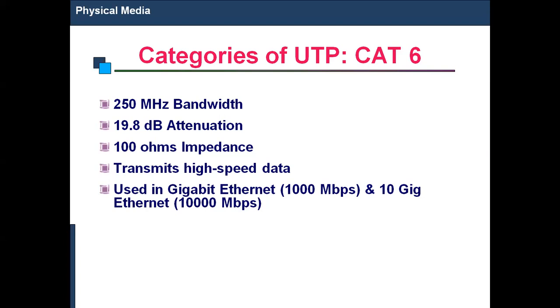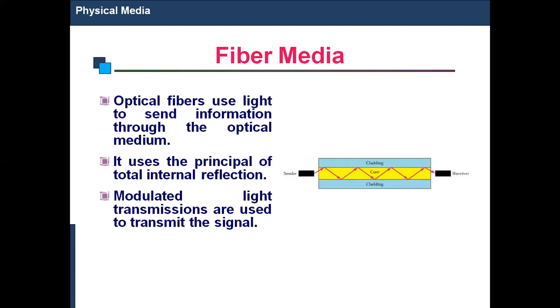Now we are going to the second type of physical media, optical fiber cables. This shows the exact figure of the optical fiber cable. The optical fiber cable has an inner layer, the core, and an outer layer, the cladding. This is a sender, this is a receiver. The principle of transmission of information through this optical fiber is total internal reflection. The type of signal which this optical fiber cable supports is light signals.